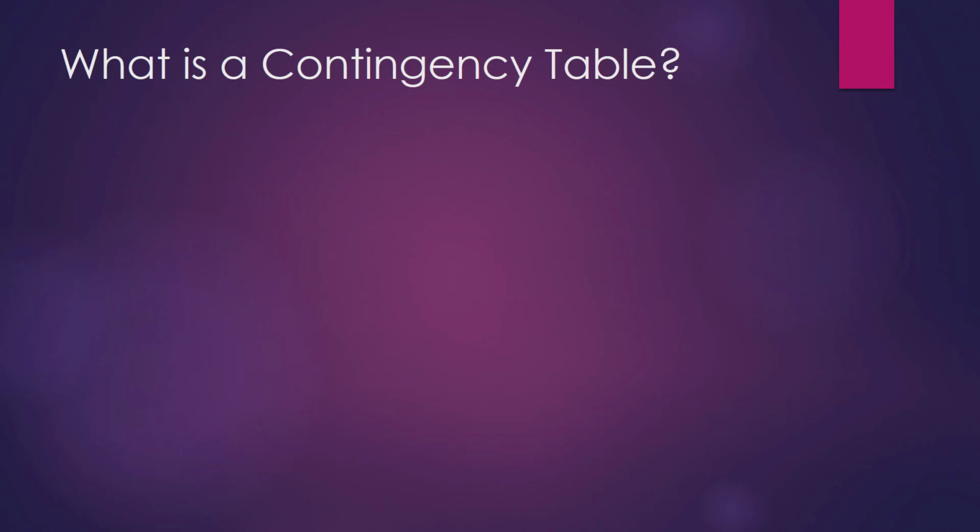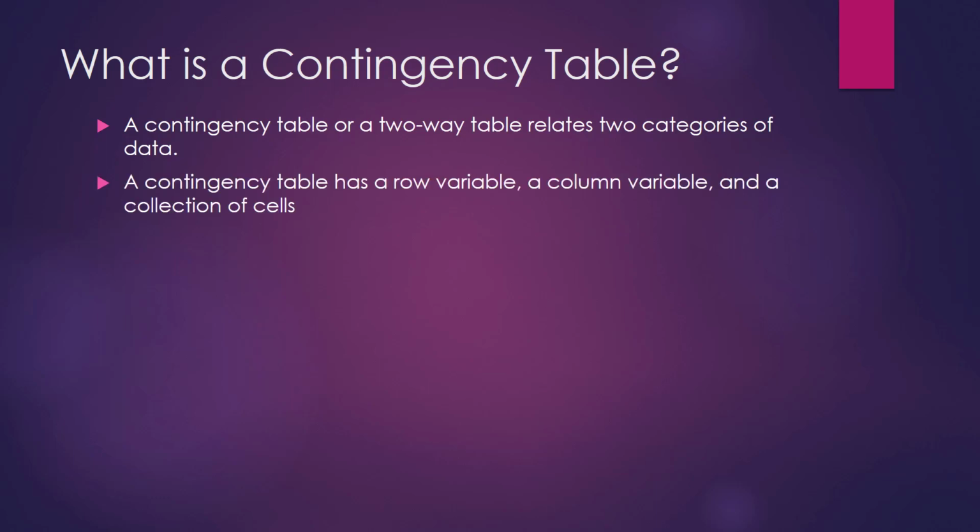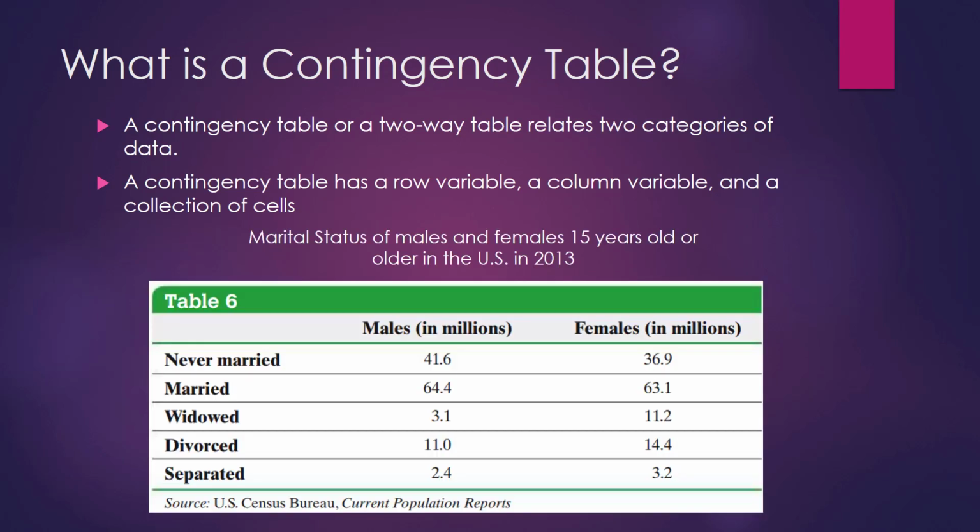What is a contingency table? A contingency table or a two-way table relates two categories of data. A contingency table has a row variable, a column variable, and a collection of cells. Here we see the marital status of males and females 15 years old or older in the United States in 2013. Can you identify the row variable?